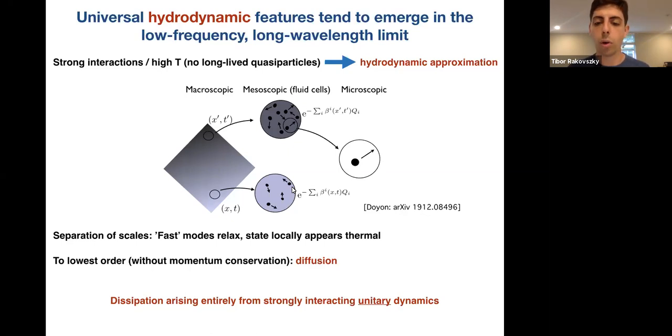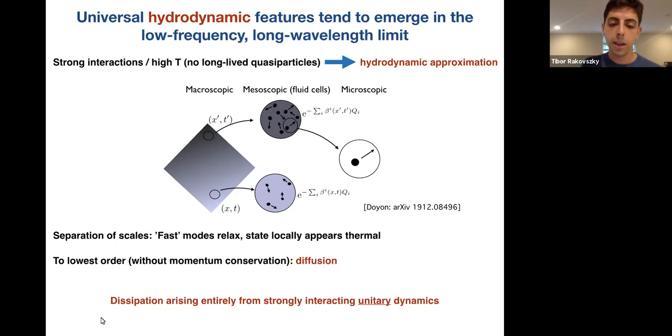Using this assumption of local equilibrium, you can expand the equations of motion. You get closed equations of motion for your constant quantities. And if you expand this to lowest order, what you end up with is some sort of diffusion equation for the constant quantities. Here we are assuming that we are in a system where there is no momentum conservation. So for example, we are dealing with lattice systems, which break translation symmetry. Otherwise, you would get a more complicated type of hydrodynamics described by the Navier-Stokes equation.